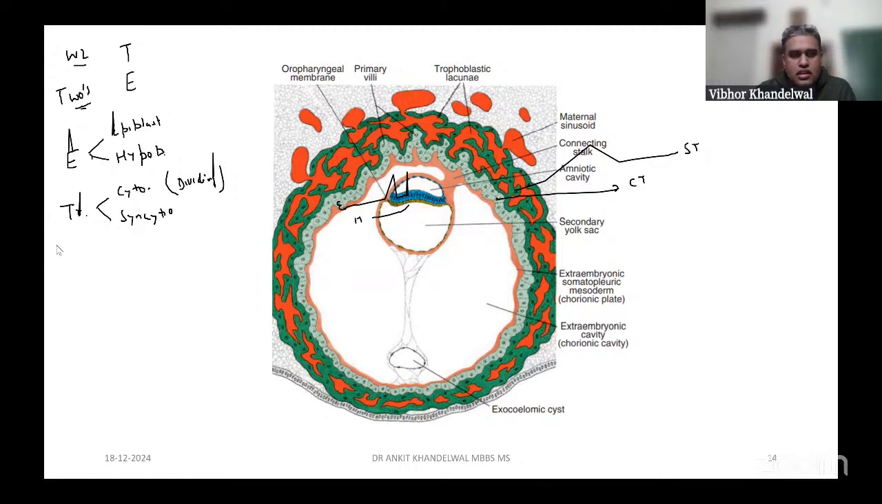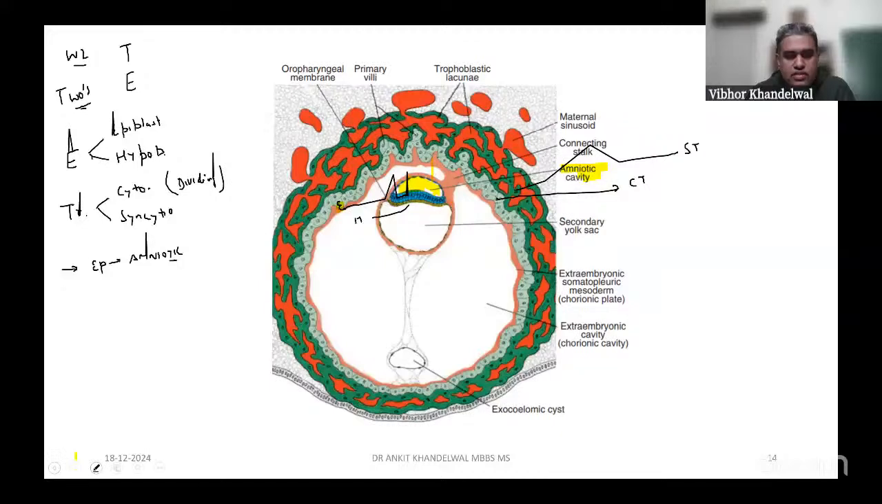Now there are two cavities which form. Above the epiblast, there's a small cavity known as the amniotic cavity. If I highlight it a bit, that will be better. Look at the amniotic cavity, this yellow highlighted space. This is the amniotic cavity. It is sitting over the epiblast, the blue color structure.